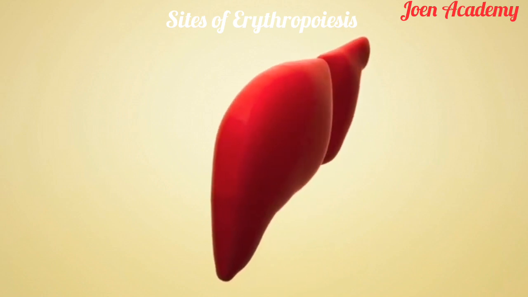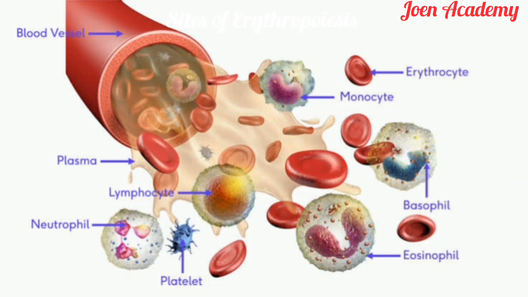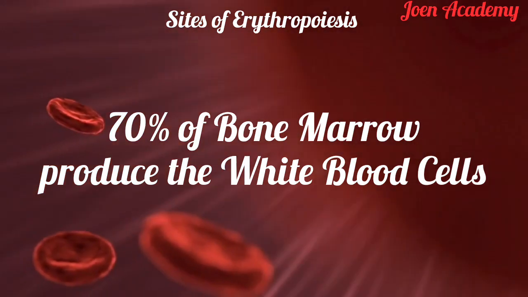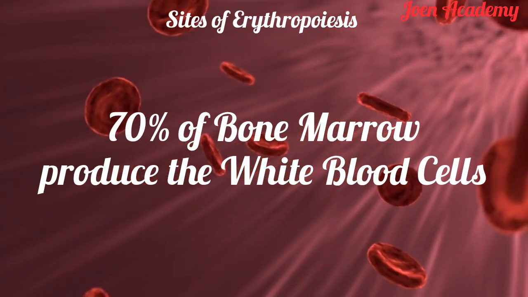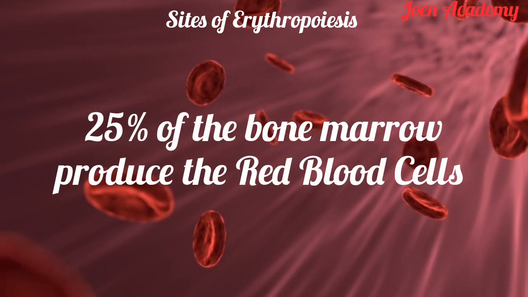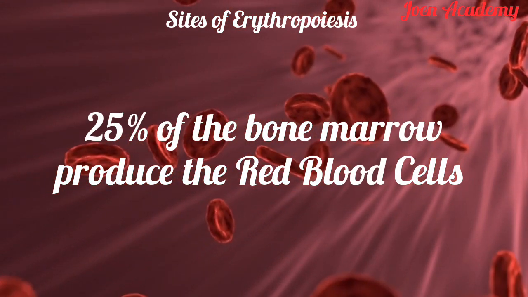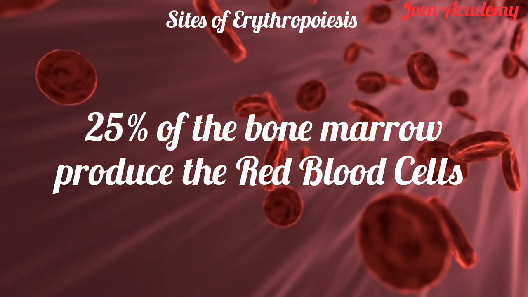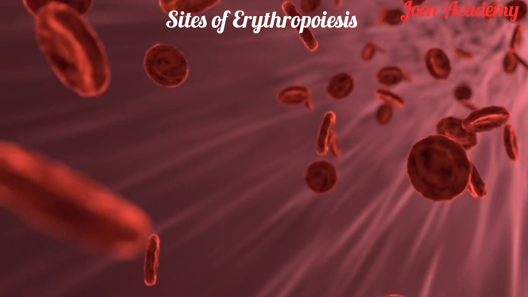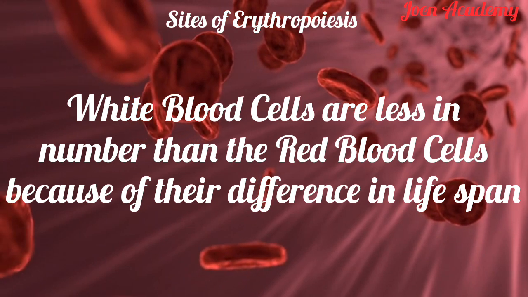Although the bone marrow is where all the blood cells, that is, the red blood cells, the white blood cells, and the platelets are all produced, 75% of the bone marrow is involved in the production of leukocytes, which is commonly called the white blood cells, while only 25% of the bone marrow is involved in the production of erythrocytes, which is commonly called the red blood cells. Despite more bone marrow being involved in the production of white blood cells, the white blood cells are less in number than the red blood cells in the ratio of 1:500.